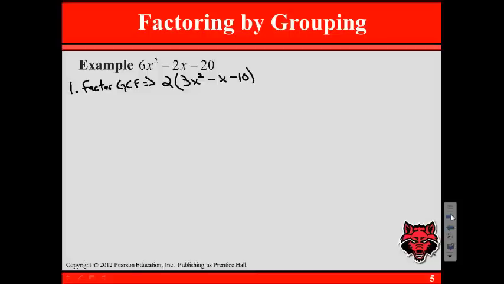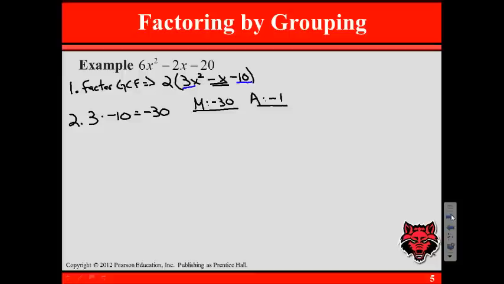Once we factor the GCF, we then look at the number in front of x squared, or the variable squared, and the number at the end, and we multiply those two numbers together. 3 times negative 10 is negative 30. So we want two numbers that will multiply to give us negative 30, but that will add to give us negative 1, the number in front of our middle term.